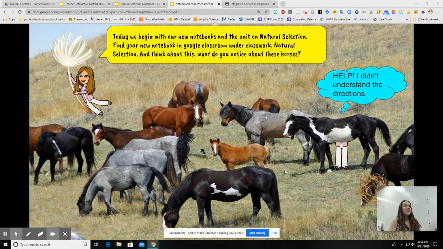Today we're going to start our new unit on natural selection, which means you have new notebooks available. So here I am flying through the breeze across a field with a bunch of horses around me. And one thing I want you to think about as we enter this new unit is, when you look at the image here and all of the horses, what do you notice and what do you wonder about the horses?